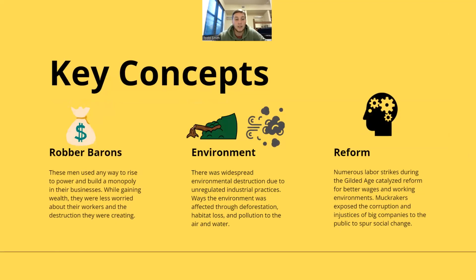Some key concepts of the Gilded Age. We have the robber barons. These men used any way to rise to power and build a monopoly in their businesses. While gaining wealth, they were less worried about their workers and the destruction they were creating. Next, we have the environment. There was widespread environmental destruction due to unregulated industrial practices. Some ways that the environment was affected was through deforestation, habitat loss, and pollution to the air and water. And reform. Numerous labor strikes during the Gilded Age called for reform for better wages and working environments. Muckrakers exposed the corruption and injustices of big companies to the public to spur social change.